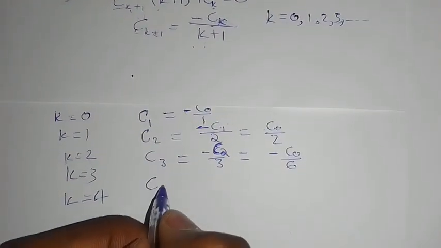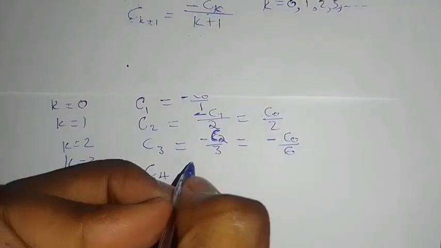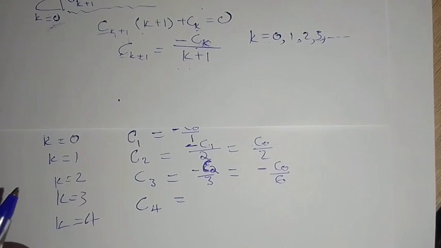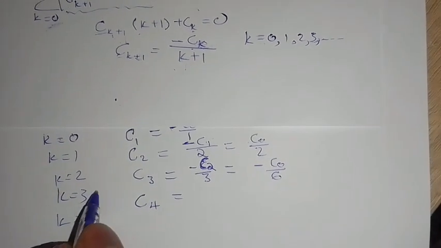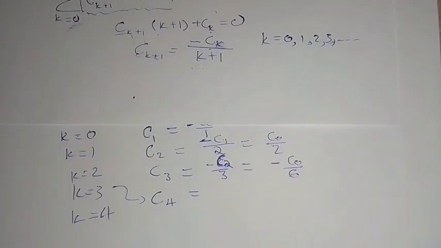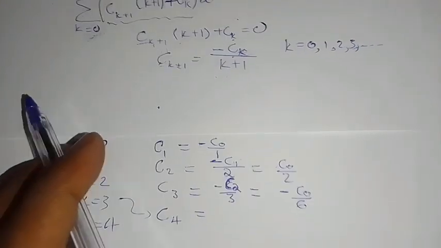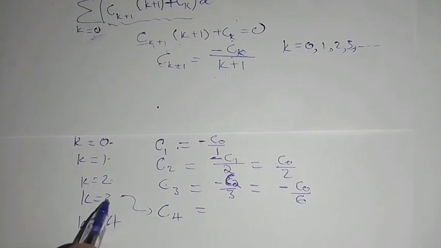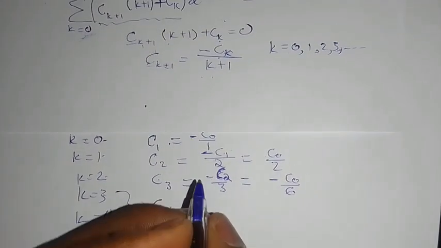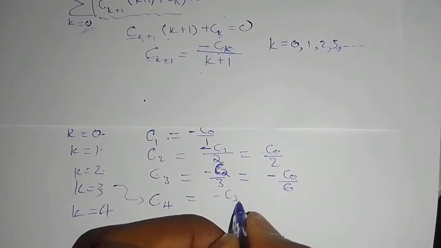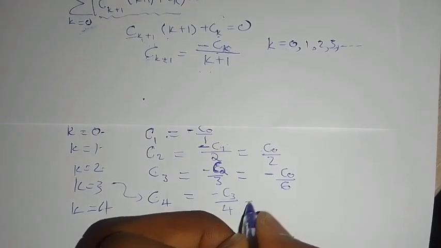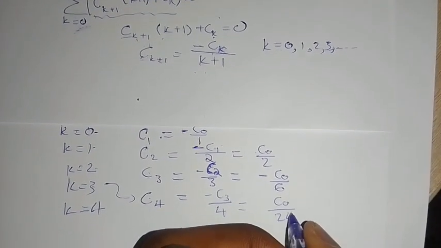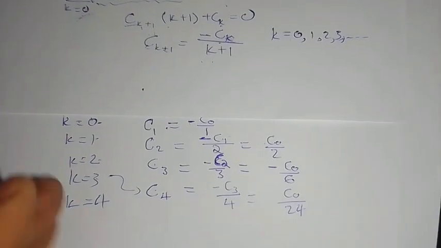And then c4 will be equal to, this is for k equals 3, right? My things didn't align really well there. This one is for k equals 0, this one is for k equals 1, this one is for k equals 2, this one is for k equals 3. For k equals 3, we have negative c3 over 4, and c3 is this one. So we just end up with c0 over 24. 6 times 4 is 24.